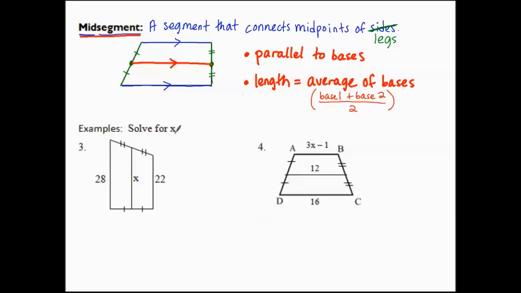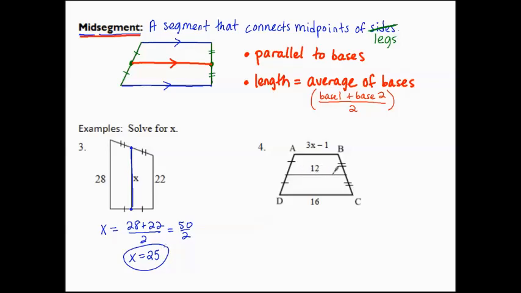Solve for x. Well, I see that this is a midsegment because it's connecting a midpoint to a midpoint. See the congruent marks? Tells me I have a midpoint. So if I'm looking for x, that's the length of this segment. I want the average of those. So I do 28 plus 22 and divide it by 2. Usually it's best to do just part at a time. So I'm going to add up the 28 and the 22. That looks like 50. Divided by 2, 25. X equals 25. Do you want to try number 4, pausing the video and come back?